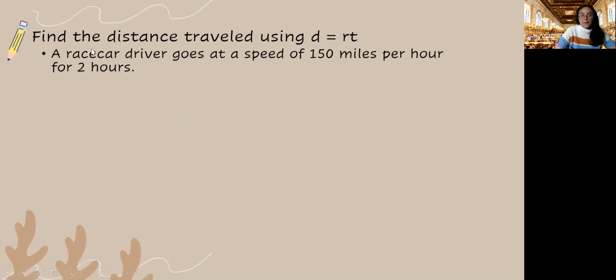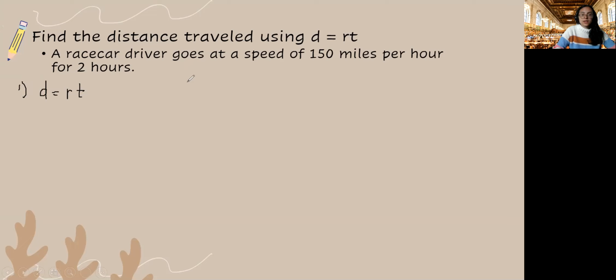For this example, we have a race car, and the race car driver goes at a speed of 150 miles per hour for 2 hours, and we're asked to find the distance. So for the first step, we're going to write down our distance equation. Distance is equal to rate times time.